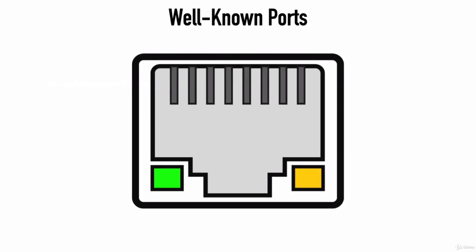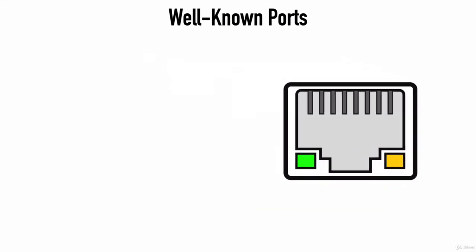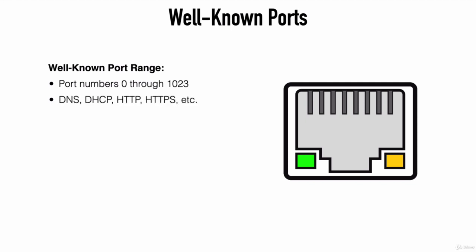We've discussed the concept of well-known ports in our TCP versus UDP video, and I want to follow that up with a bit more information here in regard to those well-known ports. So first, let's talk about port ranges. Our well-known port ranges are within the range of ports number 0 through 1023. This is where we commonly have network services such as DNS, DHCP, HTTP, and HTTPS, among others.